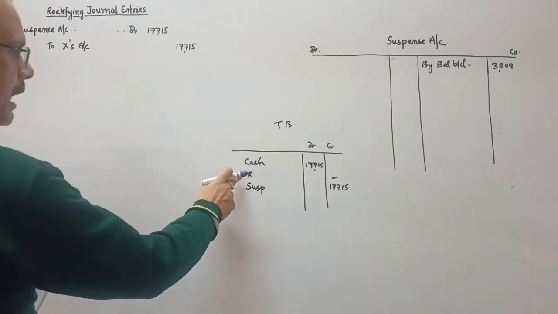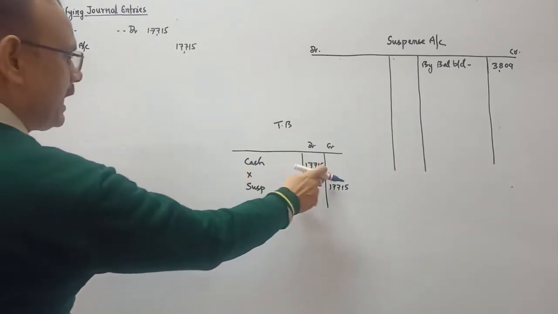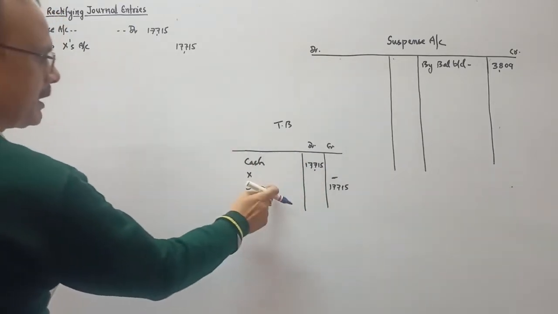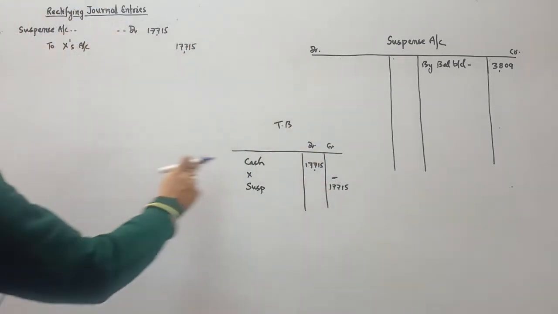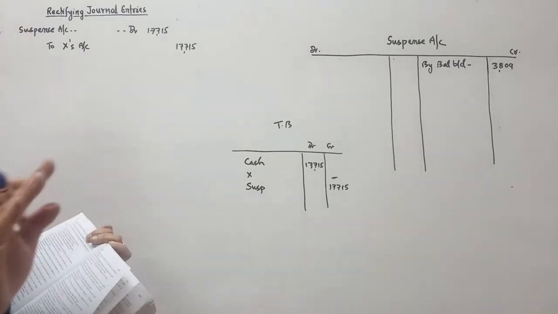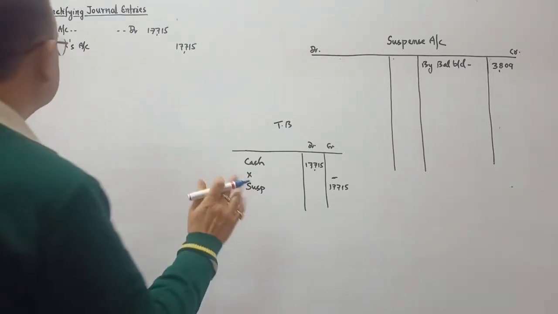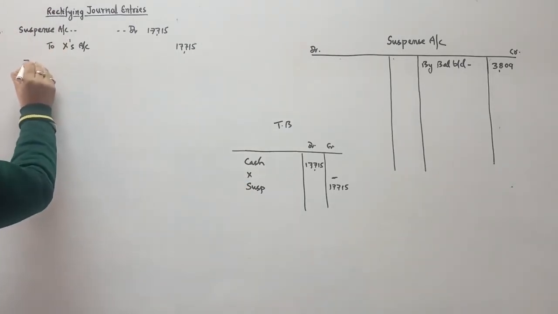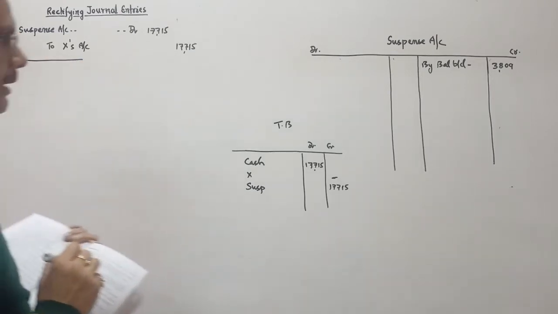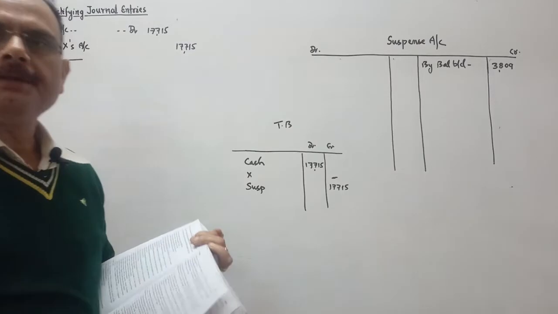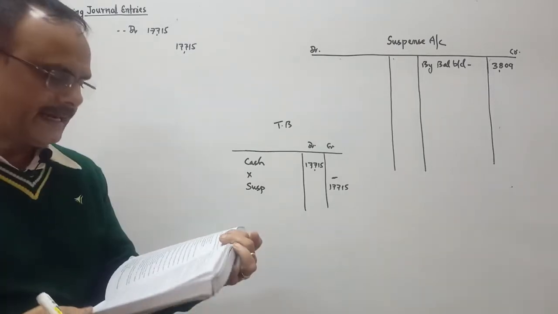So at the time of rectification, we will credit the X account. Suspense account has to be cancelled, which is credited over here. You do the debit. There is no mistake in the cash account, so we are not going to touch the ledger of cash account. Okay. So this entry is rectified. Now coming to the next.